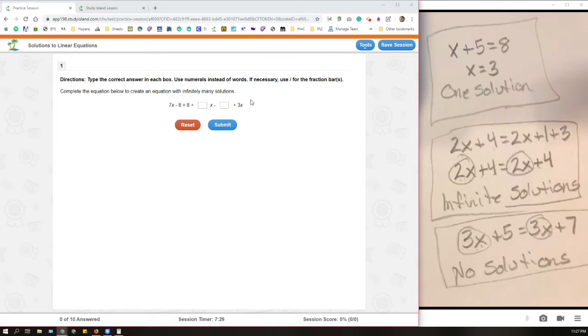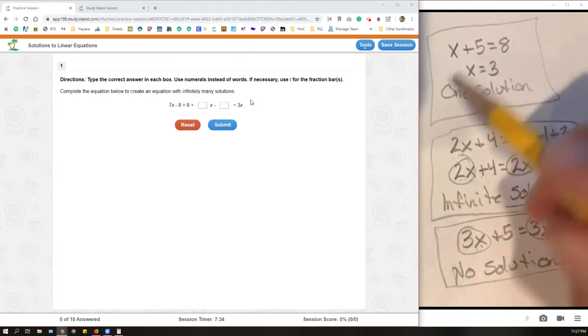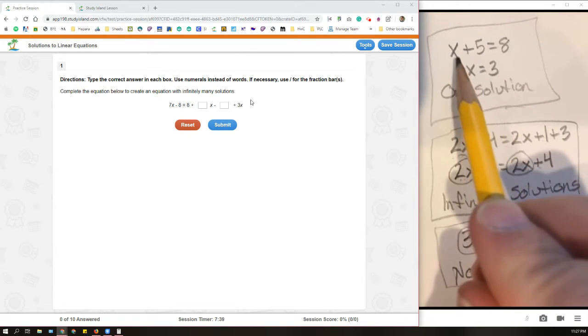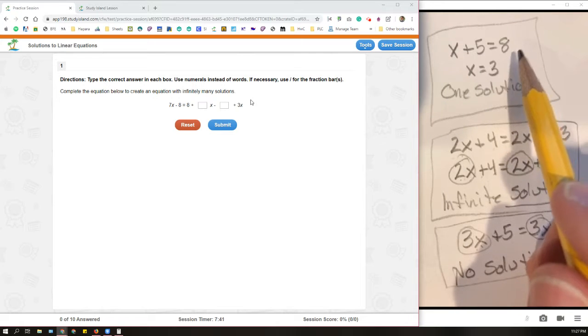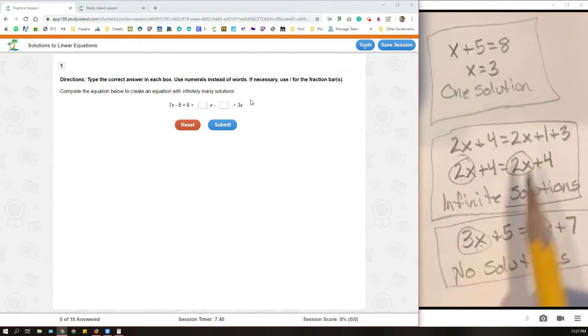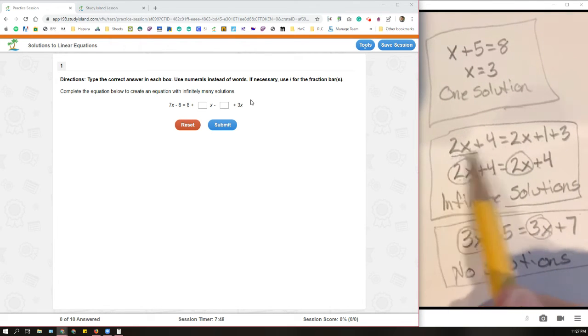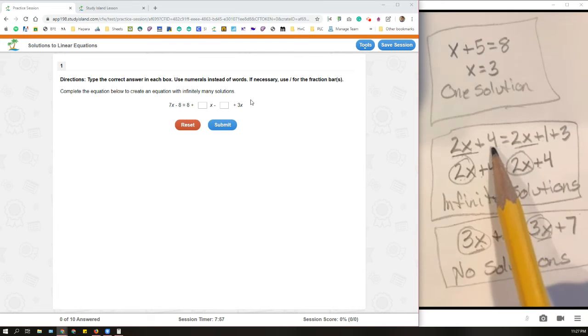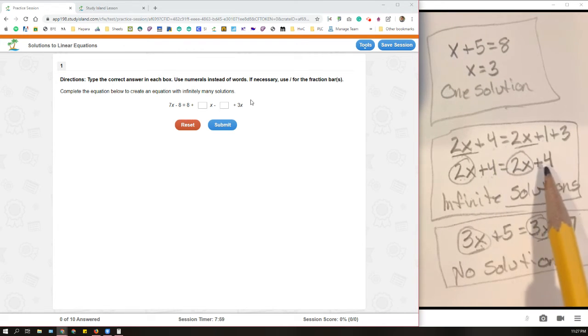How do you tell which? Well, one solution is when the x's don't cancel each other out. I only had an x on the left side here, so it didn't cancel out with an x on the right side. That meant I was going to get one solution. But in both of these problems, there was the same number of x's on the left side of the equation as there was on the right side. When that happens, they're going to cancel each other out. Then look at what's left. Is the amount that's left the same on both sides or different?